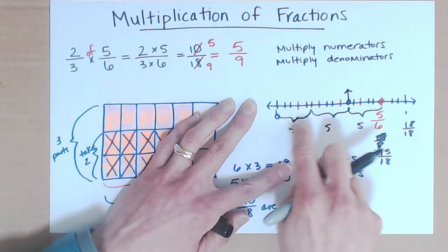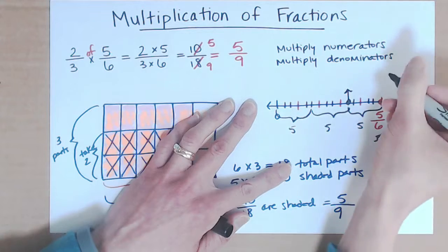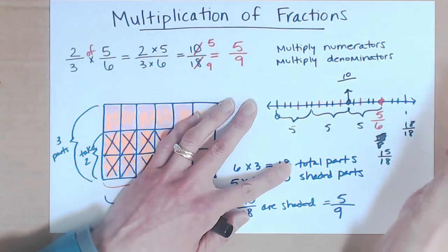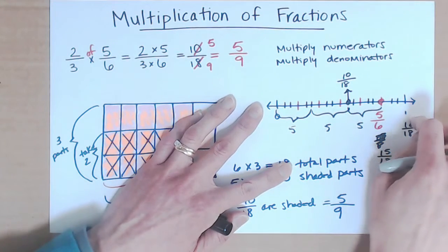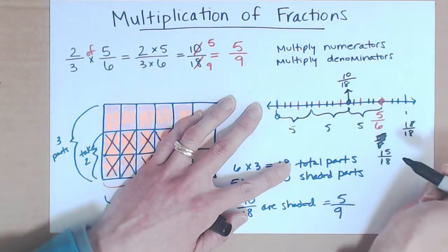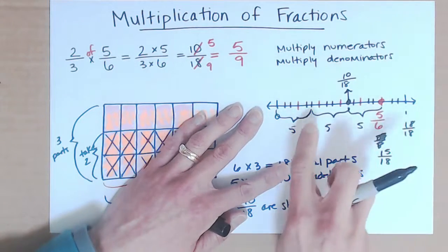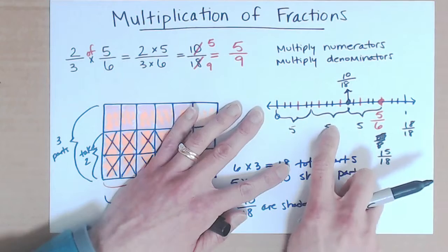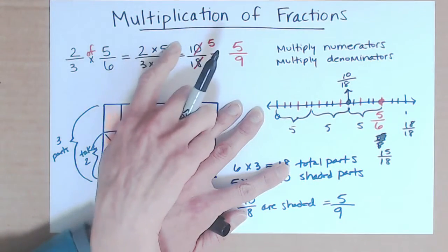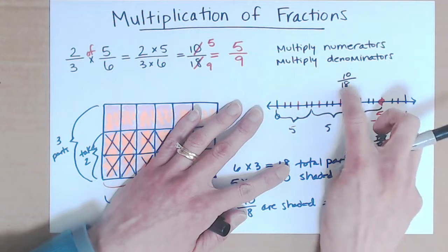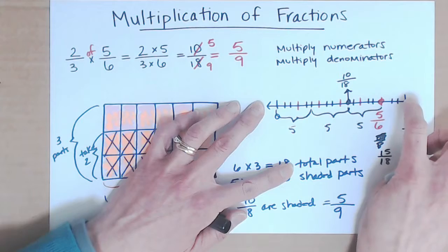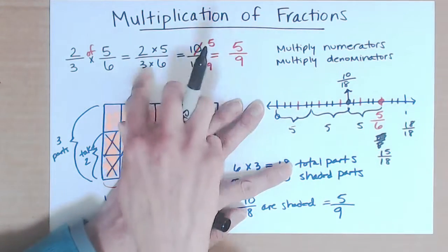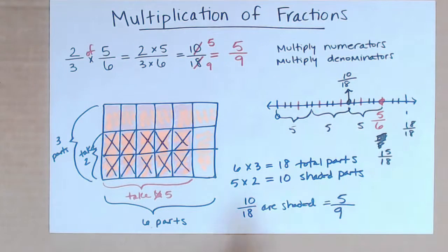So we have two groups of 5 here, right? So 5, 10. We have 10/18, because remember, we're working with 18ths now. Now we look at this number, 10/18. This 10 is just the two groups of 5, 5 times 2, which was the same as up here, numerator times numerator. And for the 18, we started with 6 sections and broke each of those 6 segments into 3, so we have 18. 6 times 3 is 18. So we get the same answer, 10/18.